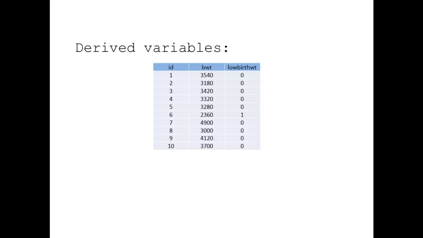You may also hear the word derived to describe a variable. This is something different to what we've just been talking about. For example, here we have classified babies according to their birth weight. Those less than 2,500 grams have been coded as a 1 to indicate a low birth weight. So this new variable is said to be derived. In this case, we've used a cutoff or threshold to derive the new variable. Other types of derived variables we will discuss in more detail include transformations, such as log transformations and standardized scores.